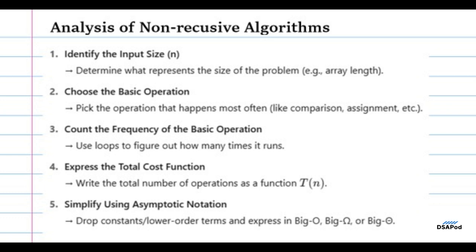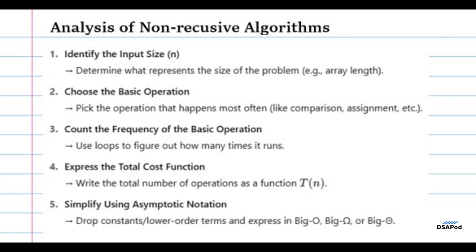Second, once you've got that, it's calculation time. You need to count exactly how many times that basic operation runs, which usually means looking at the loops in the code. This count gives you the total cost function, written as T of n, which is just a way of expressing the total operations based on that input size, n.